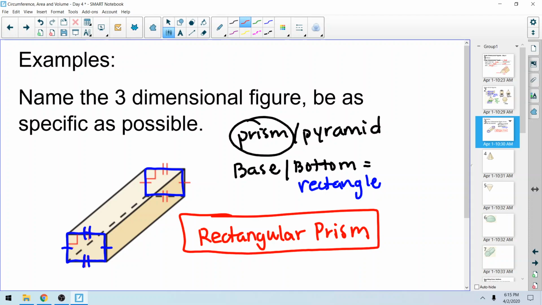Please don't call it a box. That's second grade. You are now in high school. Next one.